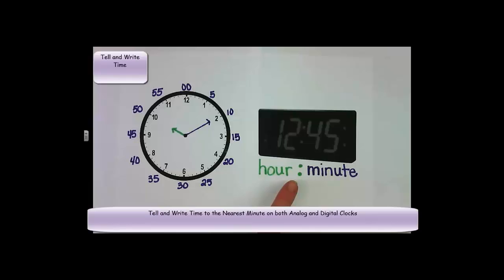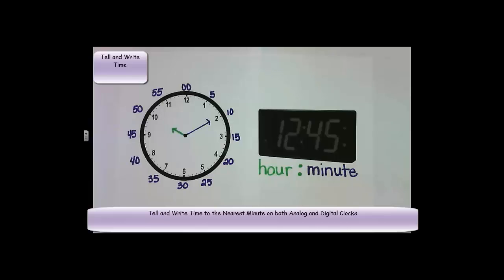Digital clocks are much more readily available to students nowadays. So students here need to know that the hour is on the left of the digital clock and the minutes are on the right side of a digital clock.